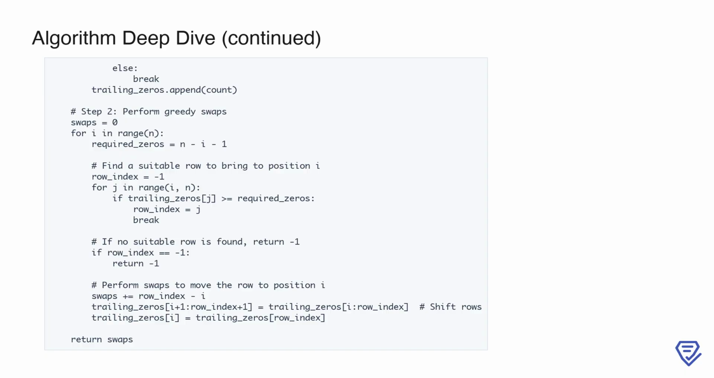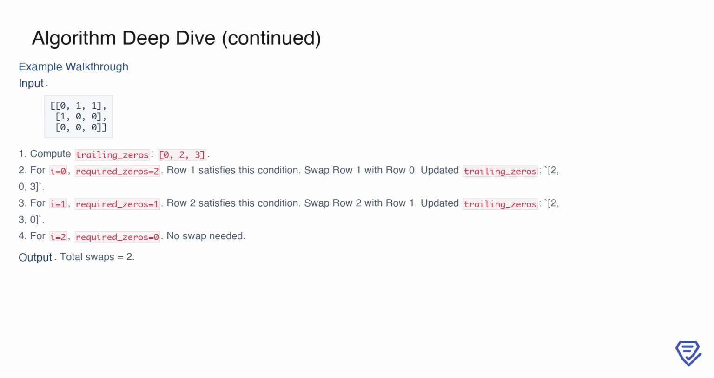If no such row exists, we return -1 since it's impossible to make the grid valid. If a suitable row is found, we calculate how many swaps are needed to bring it to the current position. These swaps are performed by shifting the rows in the trailing_zeros list, ensuring the array reflects the new order. We accumulate the total number of swaps during this process, which is returned as the result after all rows are processed. Let's go through an example to see how the algorithm works in practice.